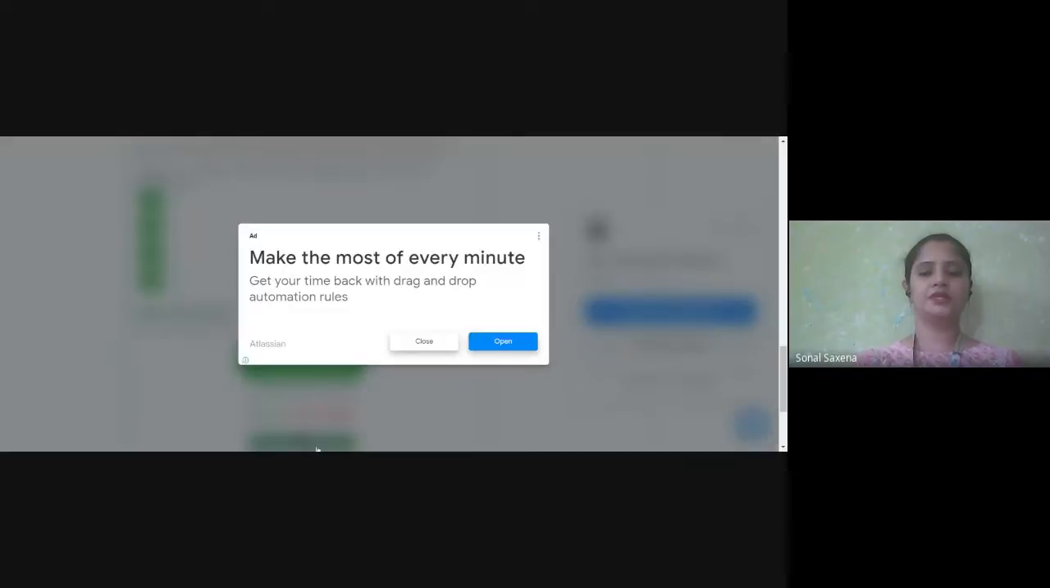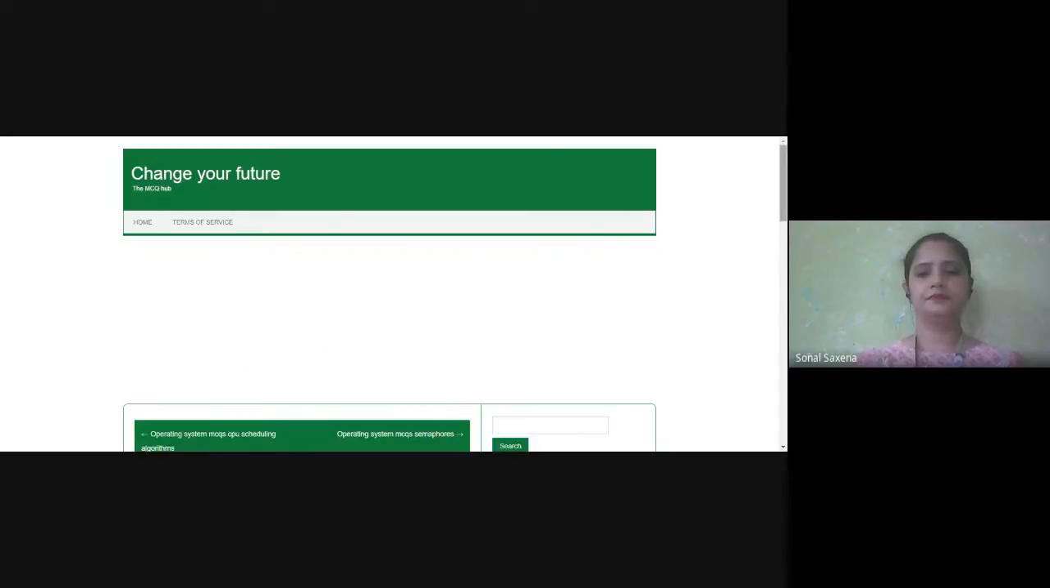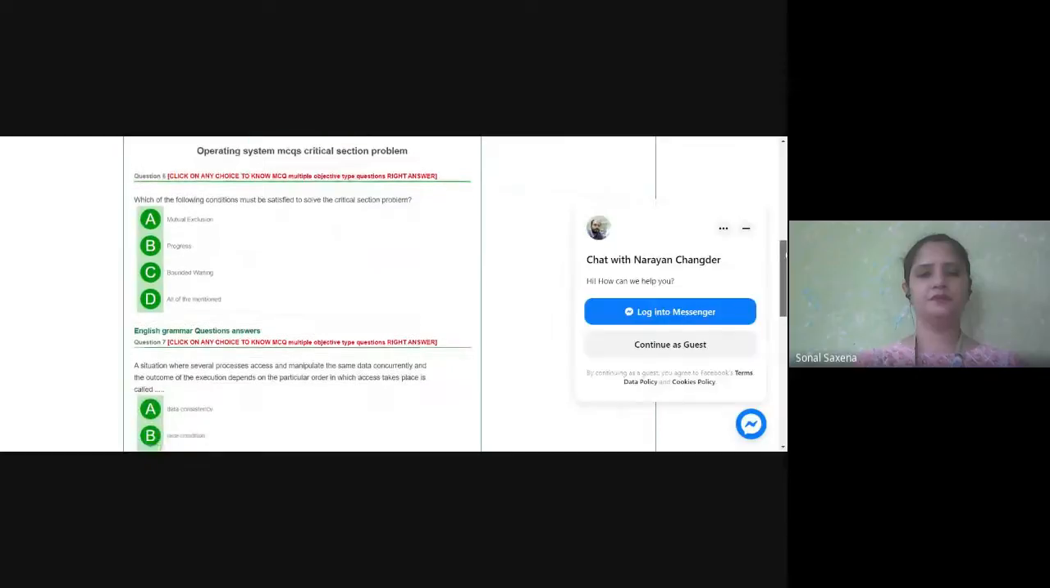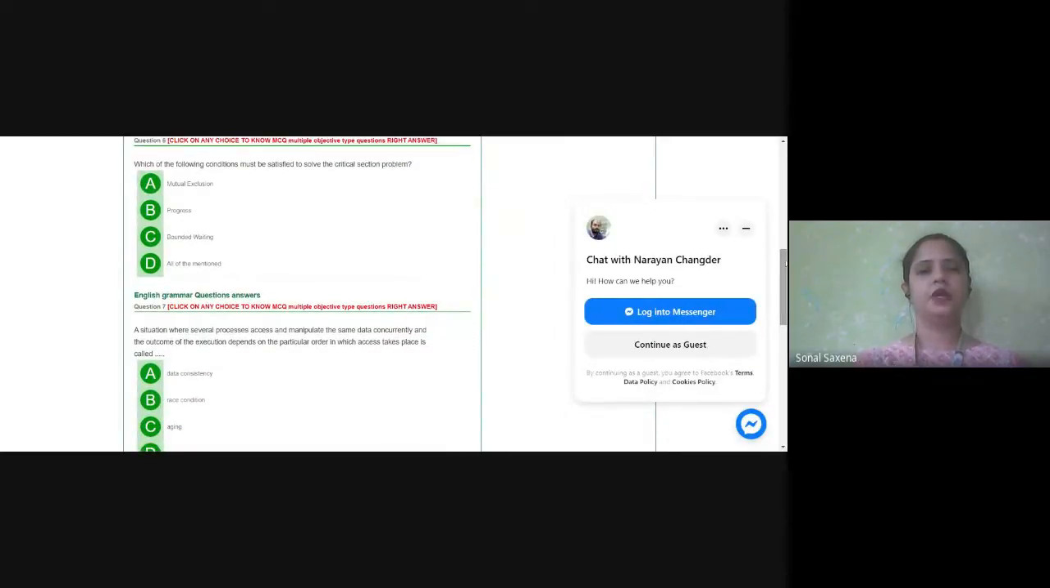Let me take you to the second set of questions. Here we have question number six with us. Now, which of the following conditions must be satisfied to solve the critical section problem? Which condition should it satisfy? Should it satisfy mutual exclusion, progress, bounded waiting, or all of the mentioned above?